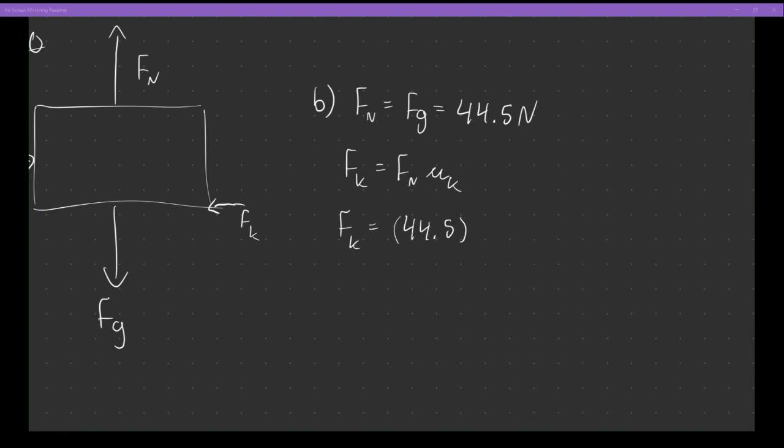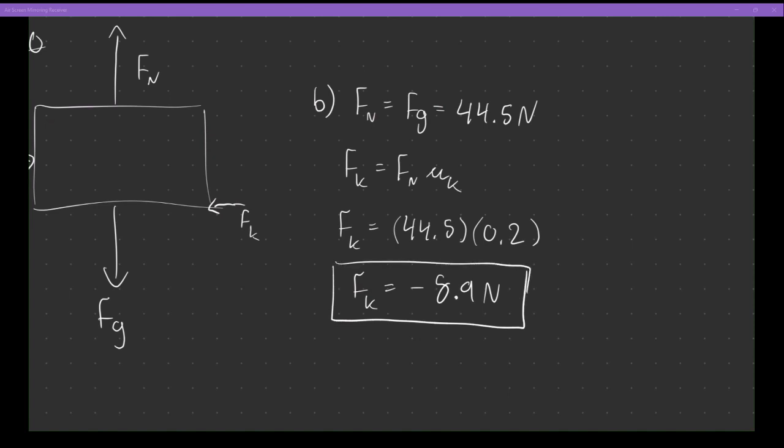44.5 times mu K, which is 0.2. So F of K equals negative 8.9 newtons. And it's negative because it acts against us. So it's negative.